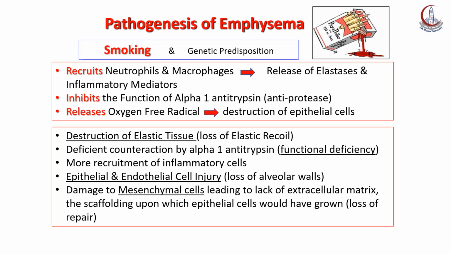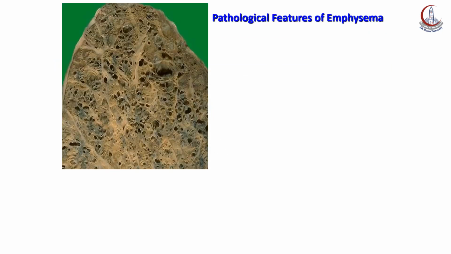Deficient counteraction by alpha-1 antitrypsin functional deficiency, more recruitment of inflammatory cells, epithelial and endothelial cell injury, also damage to mesenchymal cells, leading to lack of extracellular matrix and the decrease or loss of the ability of repair. These are the pathologic factors of emphysema.